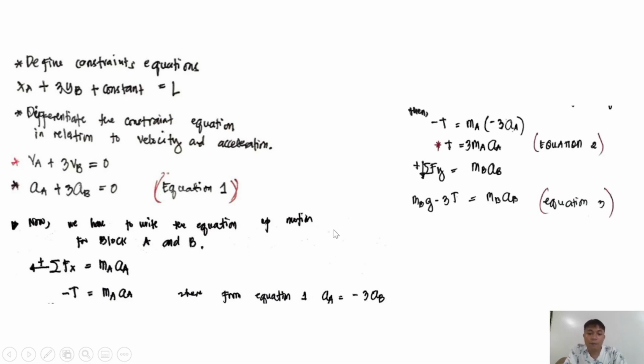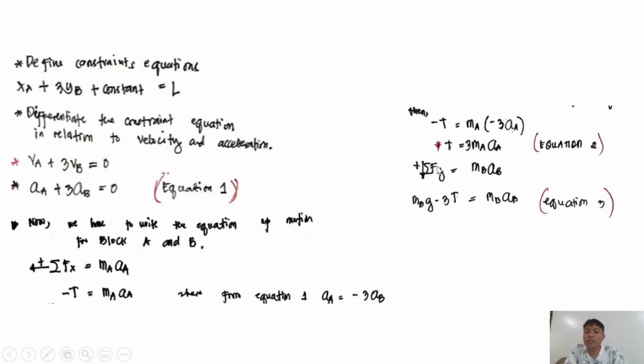Now, we are going to substitute this negative 3AB to our equation. So, MA multiplied by this will be getting this. Since parehas lang negative and negative, magka-cancel out. So, T is equal to 3MA AA, acceleration A of our block A, which we have now as our equation 2.